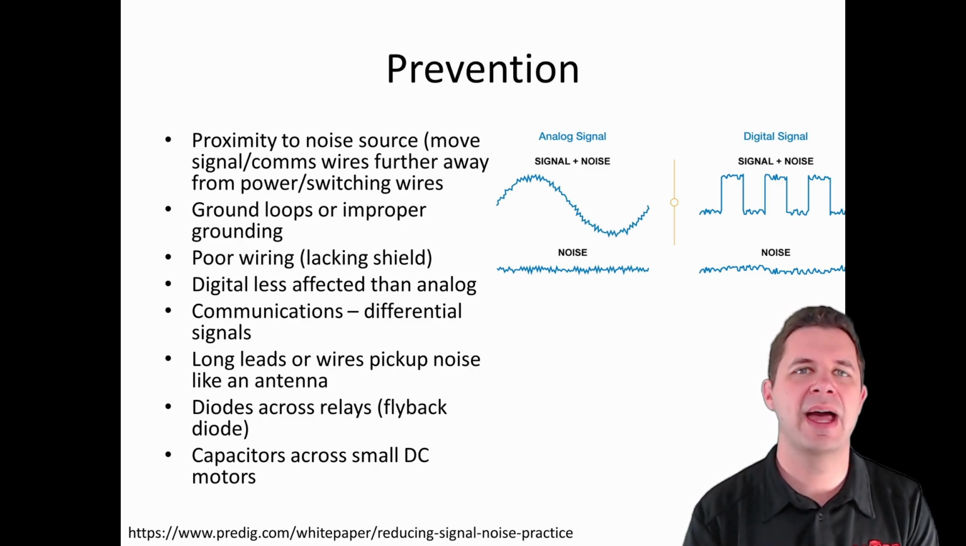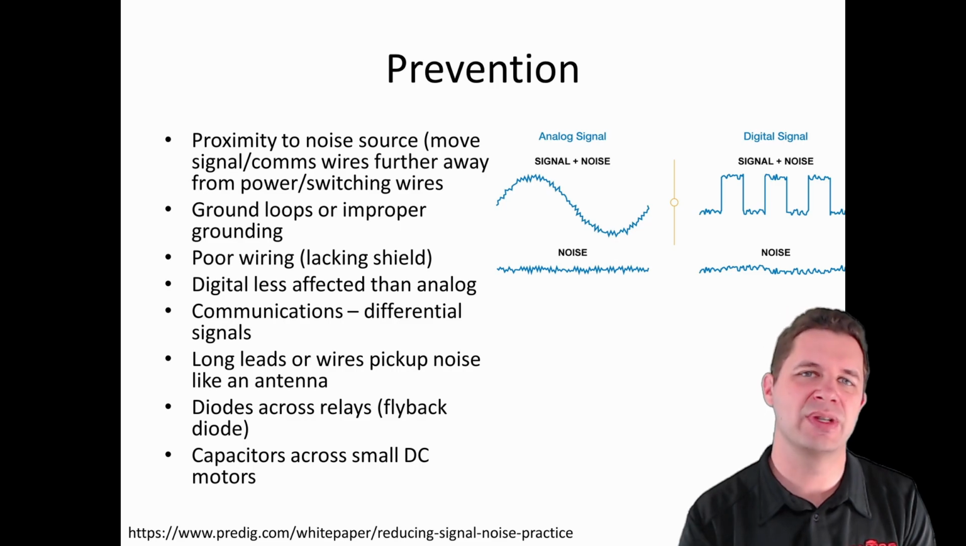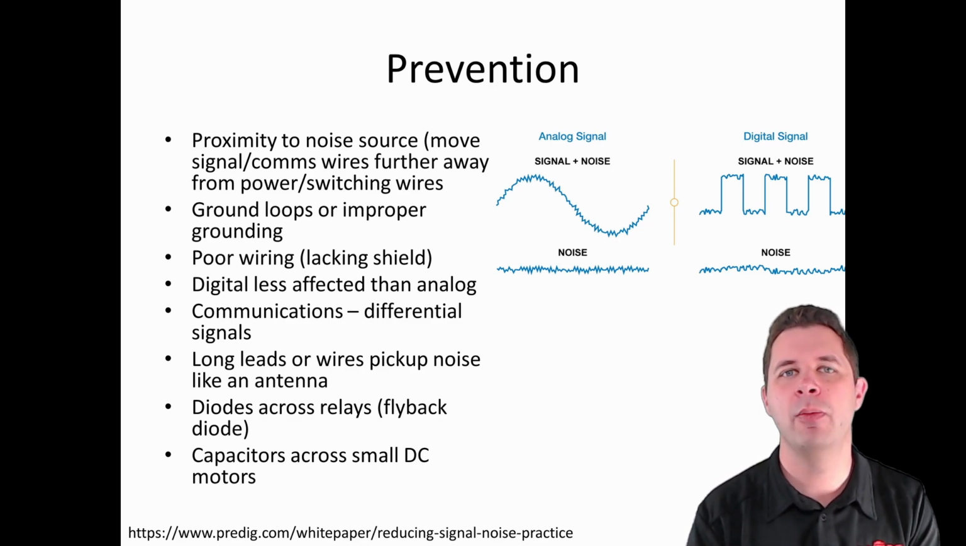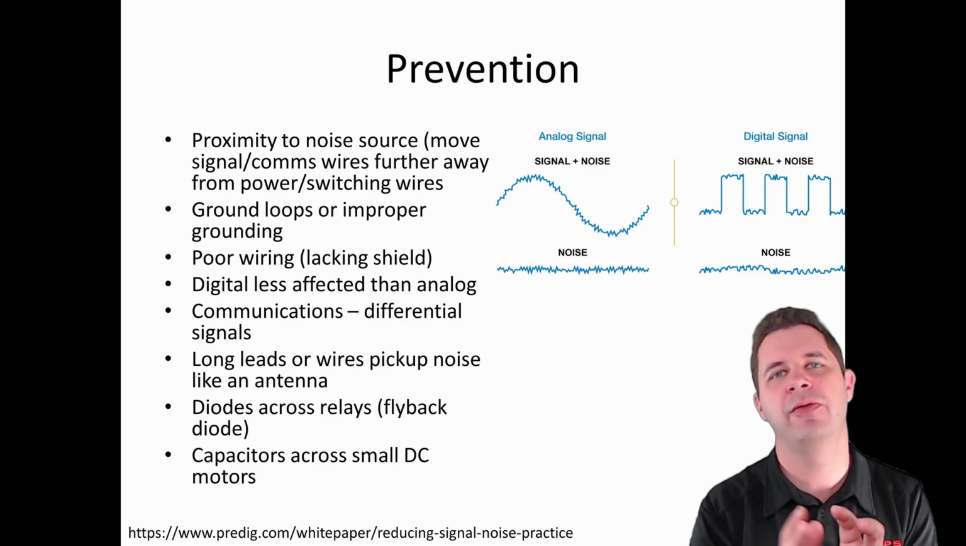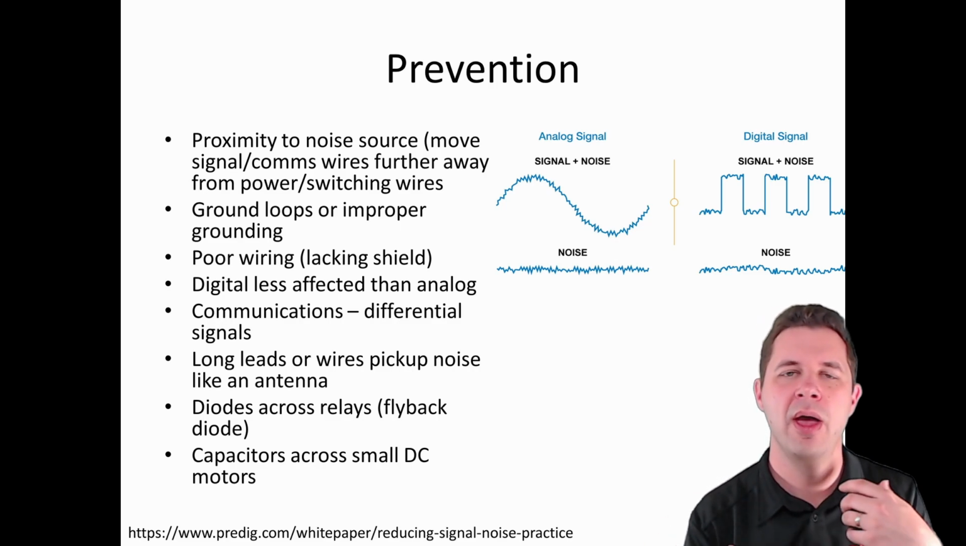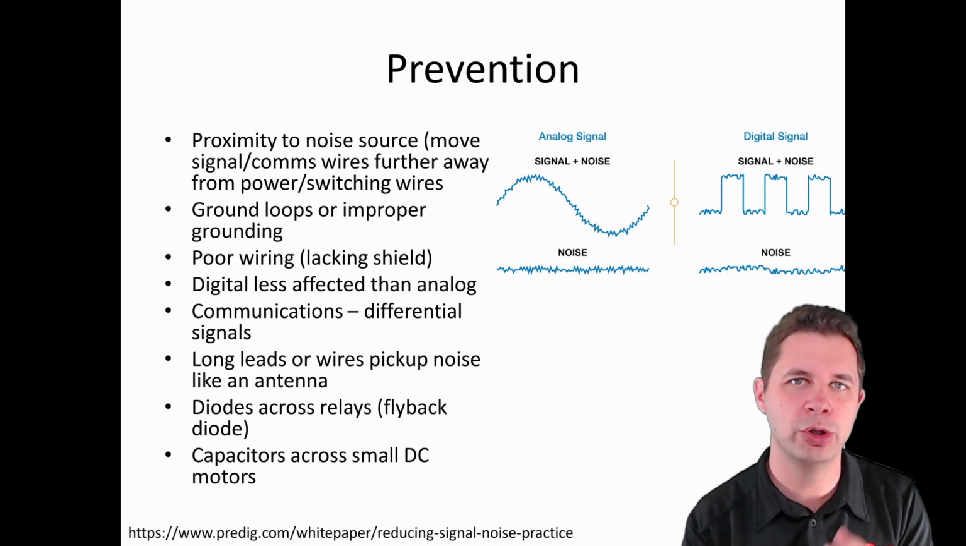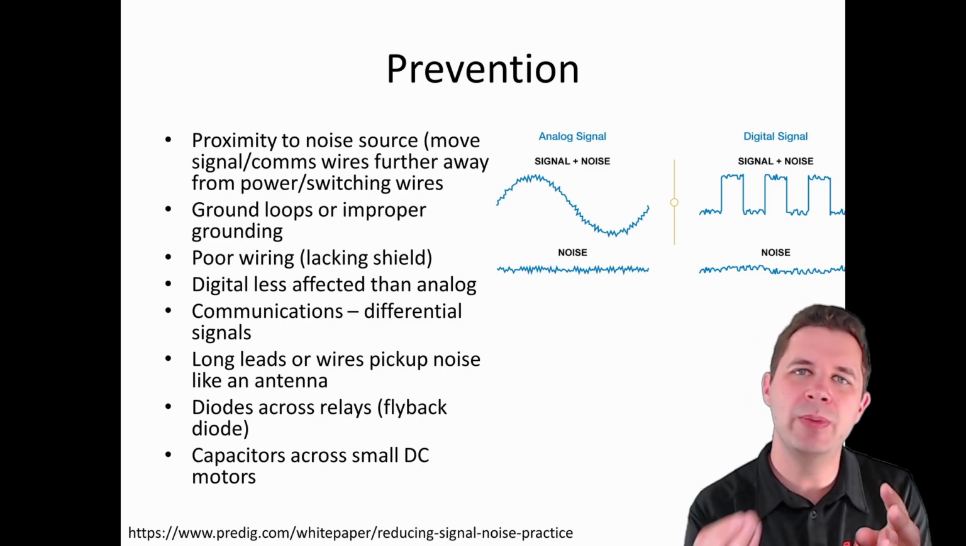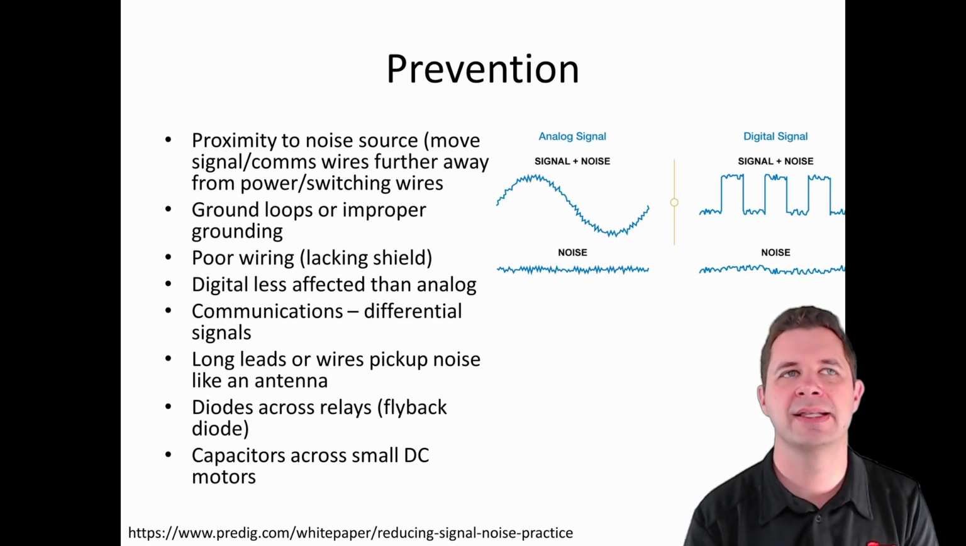Well, one of them is our proximity from the wires or sensors that we're using, or wires that are carrying our communications, to whatever's generating that noise in the first place. For example, we might move our signal and communications wires further away from our power, or maybe we've got some wires driving a motor or something like that. And the further we have them away, the less noise will be induced onto those particular lines.